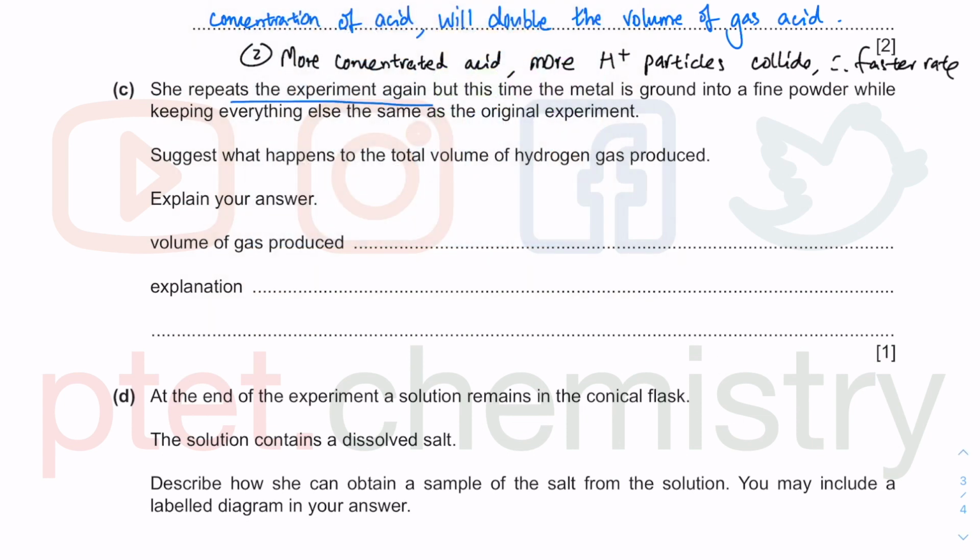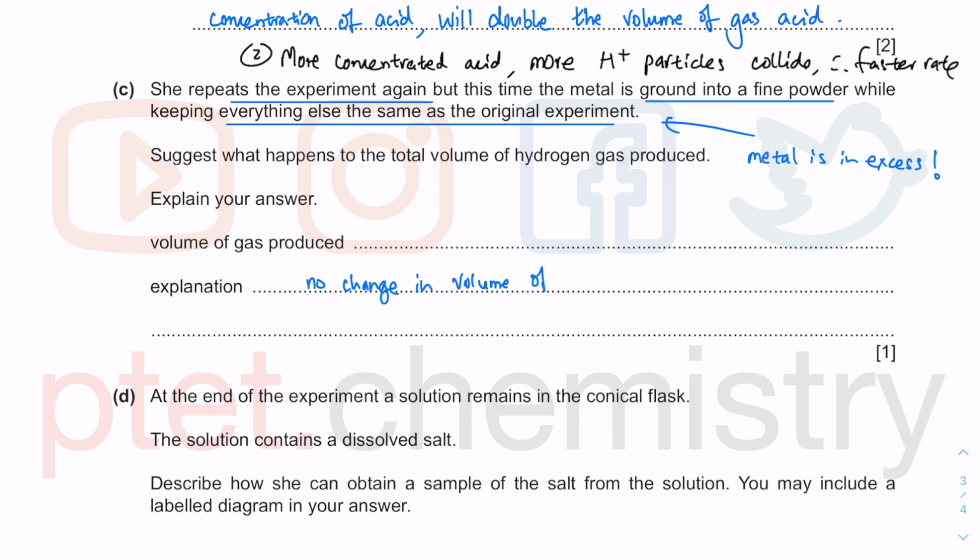She repeats the experiment again, but this time the metal is ground into a fine powder, keeping everything else the same. Everything else is the same. Remember, the metal is in excess, so it doesn't matter. You are not changing the amount of the metal. As long as the amount of the acid is the same, there will be no change in volume. So no change in volume of gas produced compared to the original experiment, because we have not used more acid, because the metal is in excess anyway. The metal is not used up according to the question, because we know how to read the question.